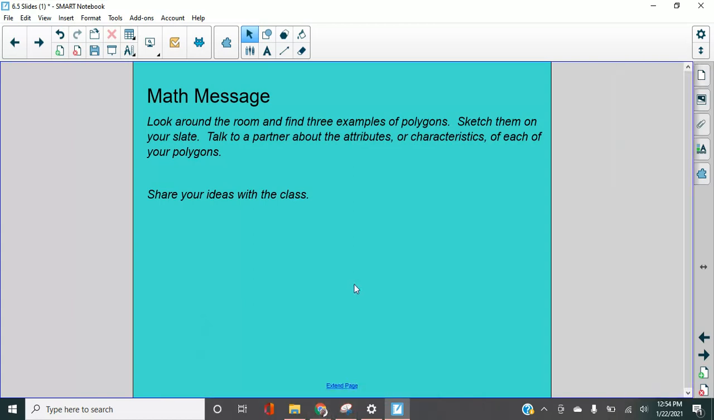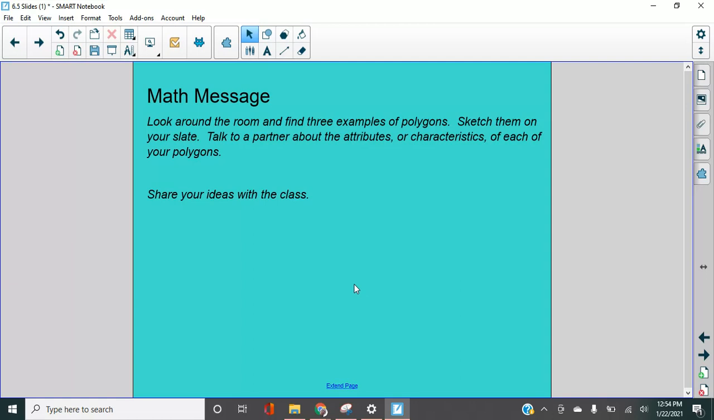On this video, all right, our first activity here is to look around the room and find 3 examples of polygons. But before we do that, we better check to see if we remember what a polygon is. What is a polygon?